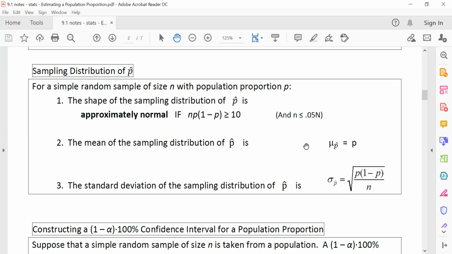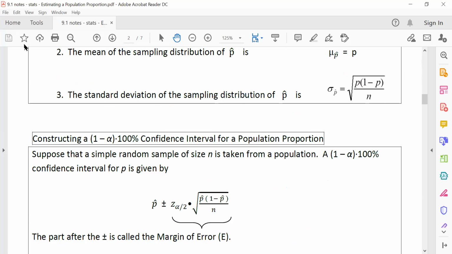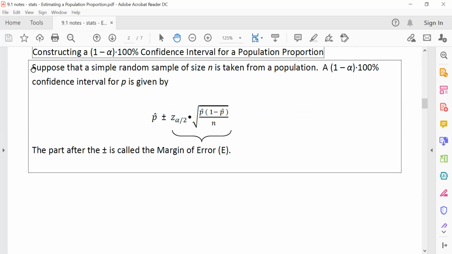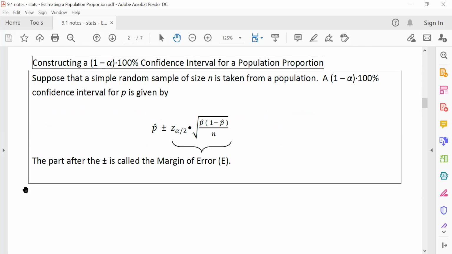But then we remember that the mean and standard deviation for our sampling distribution is p and square root of p times 1 minus p over n, which again is exactly like chapter 8. So the formulas we're using are not foreign to us. They are something we've dealt with. So finally, here's this big, beautiful formula.